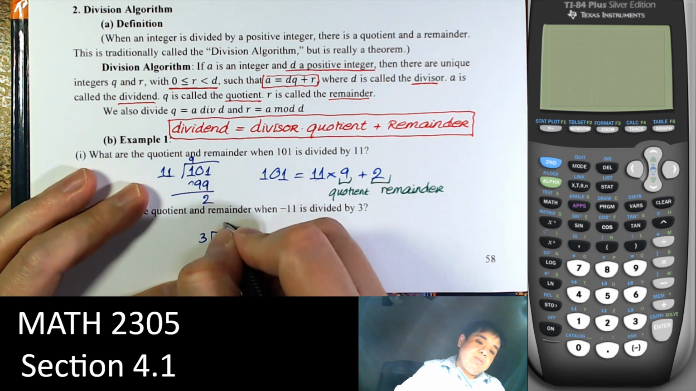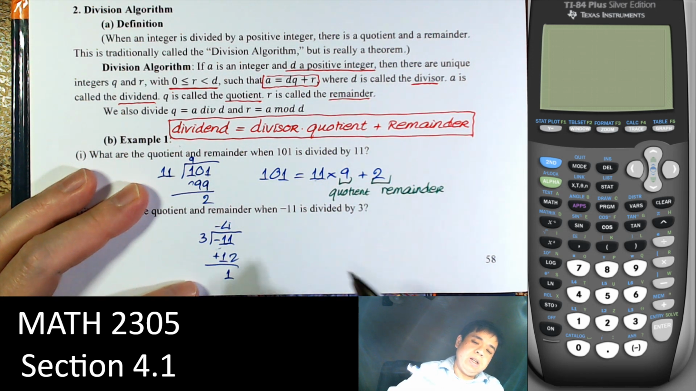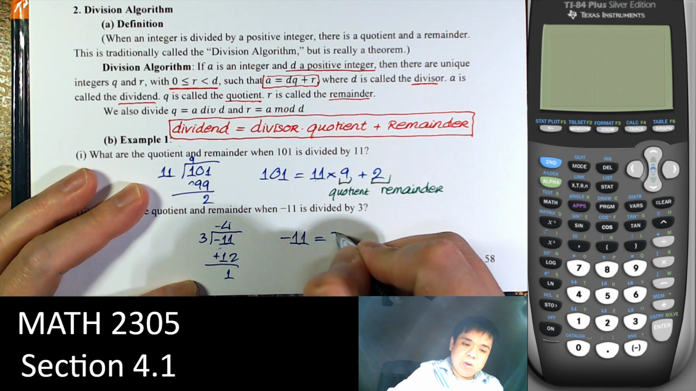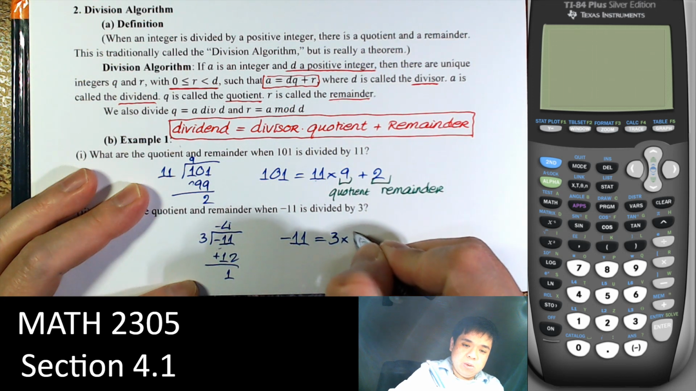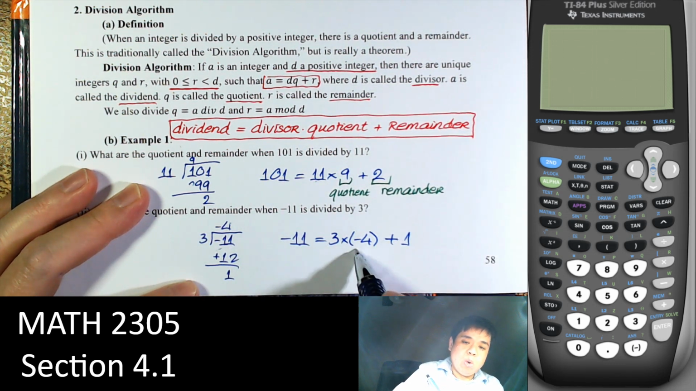So in that case, we need to go over to 4: 3 times negative 4 is negative 12. Now change the sign and add them, so it's 1. So negative 11 is equal to 3 times negative 4 plus 1. That's the quotient and remainder.